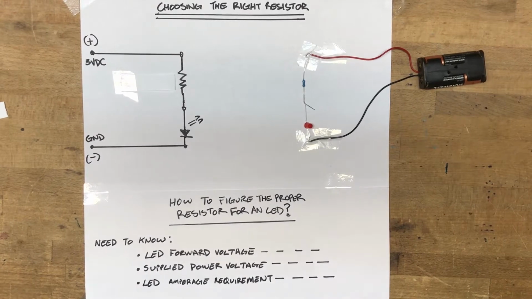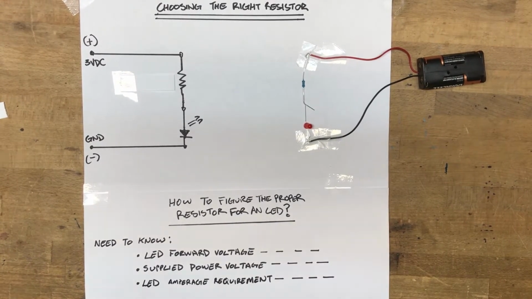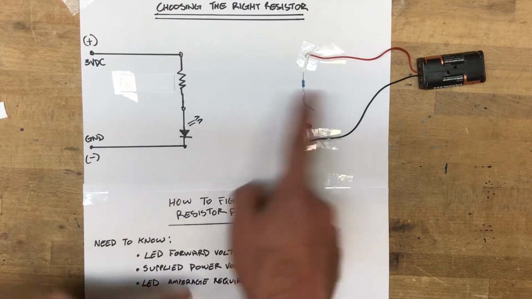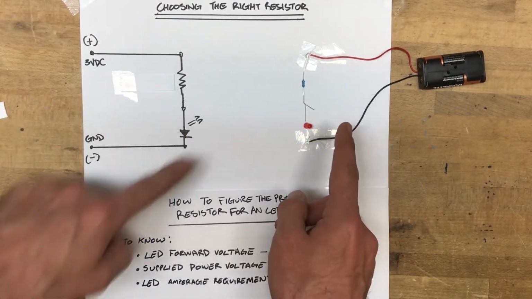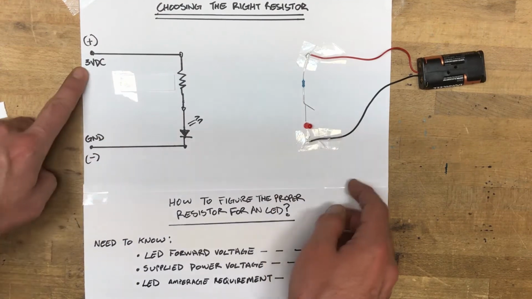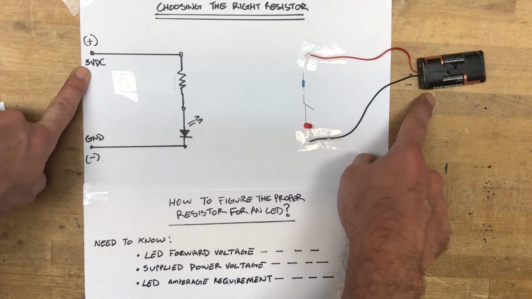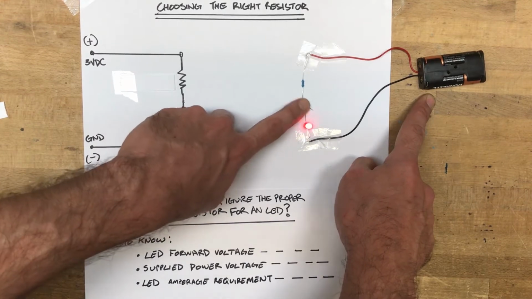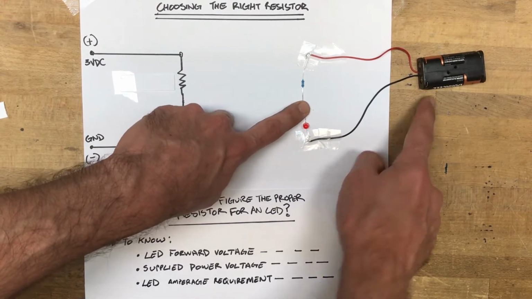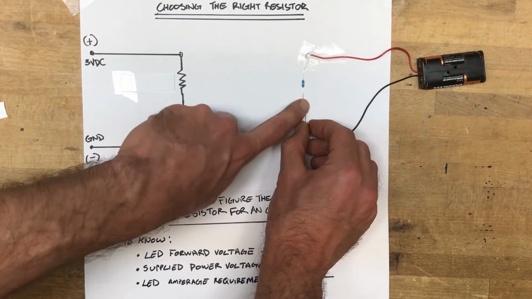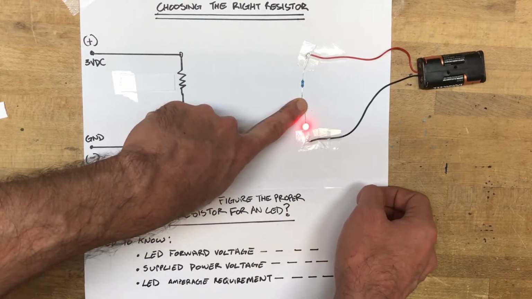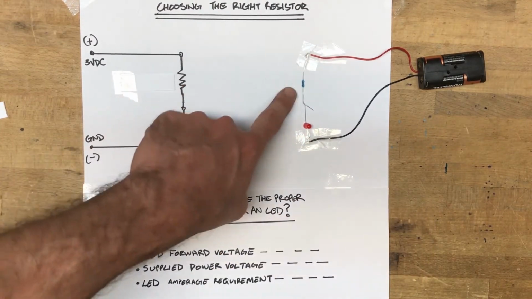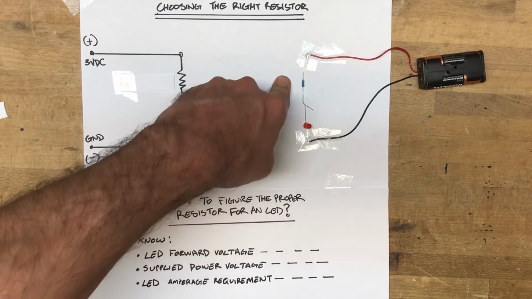So, how to choose the right resistor for the LED that you're trying to light. We've got a simple tape circuit set up on one side. It's laid out in the schematic on the left. We're working with 3 volts DC, 2 AA batteries in series. We've put together a simple touch switch to show it in operation. But how to figure out what that resistor should be.